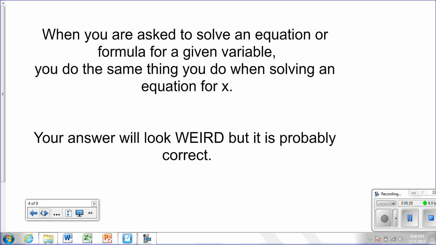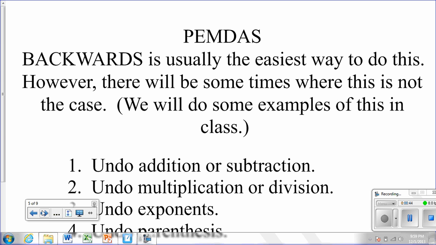When you are asked to solve an equation or formula for a given variable, you do the same thing you would do when you're solving an equation for x. Your answer is going to look weird. You're going to think you're wrong, but you're probably going to be right. Working PEMDAS backwards is usually the easiest way to do this. However, there will be some times where this is not the case, and we'll do some examples of this in class. If I was to do it on the video, it would probably confuse you.